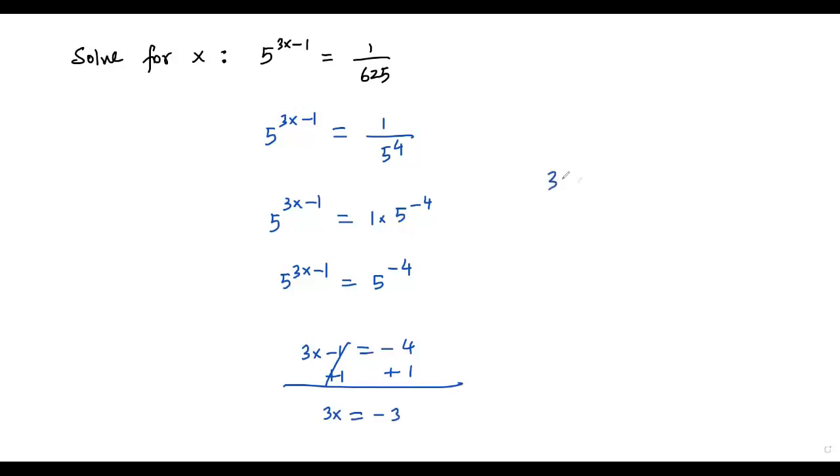So now we have 3x equals negative 3. To solve for x, I have to divide both sides by 3 to get rid of this 3. So I divide both sides by 3. The 3 cancels out. I get x equals negative 3 over 3, which is just negative 1. I have solved for x in the given equation. The value of x is negative 1.